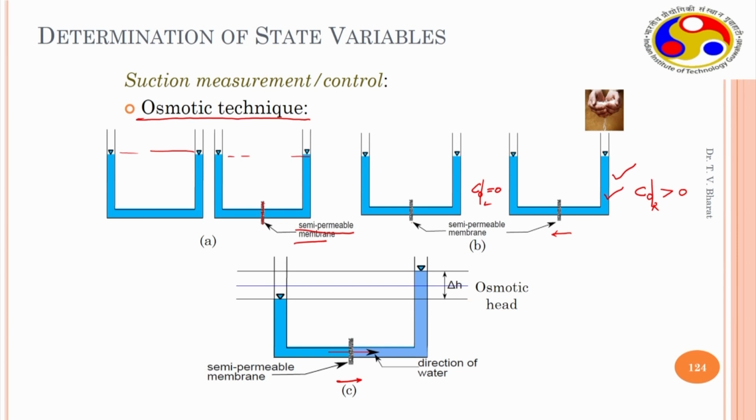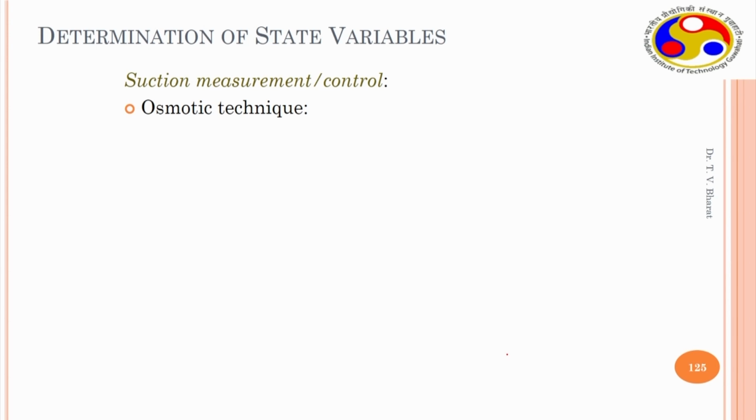right hand side, which causes, this is the initial level of the water. Now, there is a decrease in the level here, and then that water is going to the right hand side. So, there is an increase in the head. This head is osmotic head, we have seen earlier. This could be HO, osmotic head. The same technique is used to establish the soil water characteristic curve.